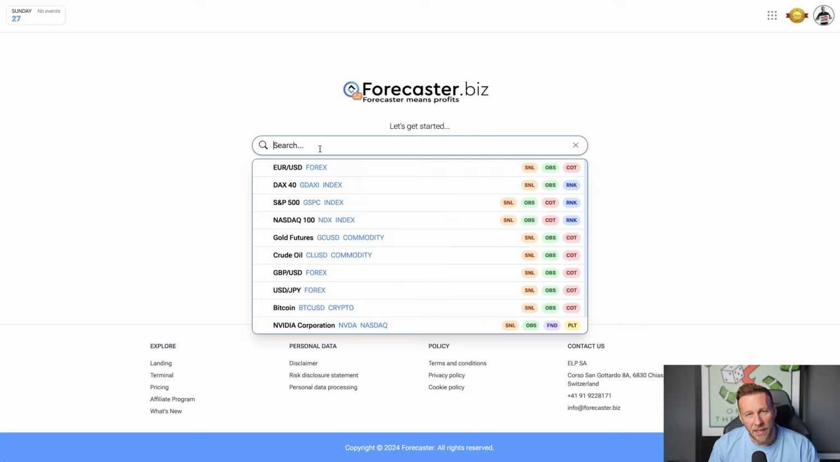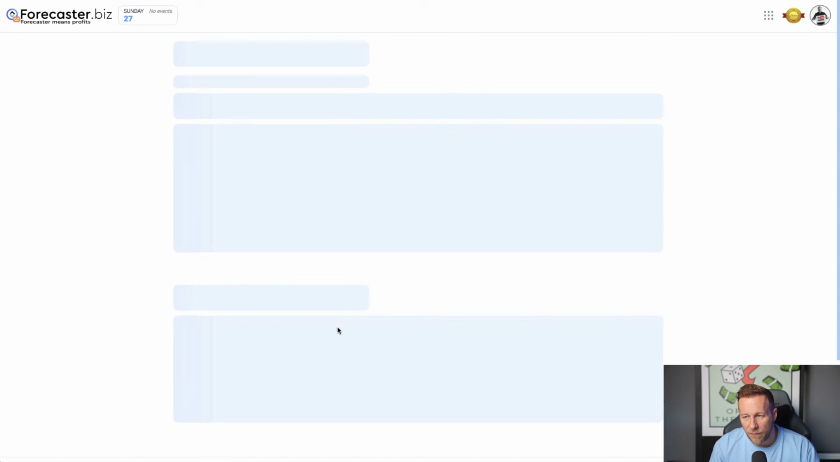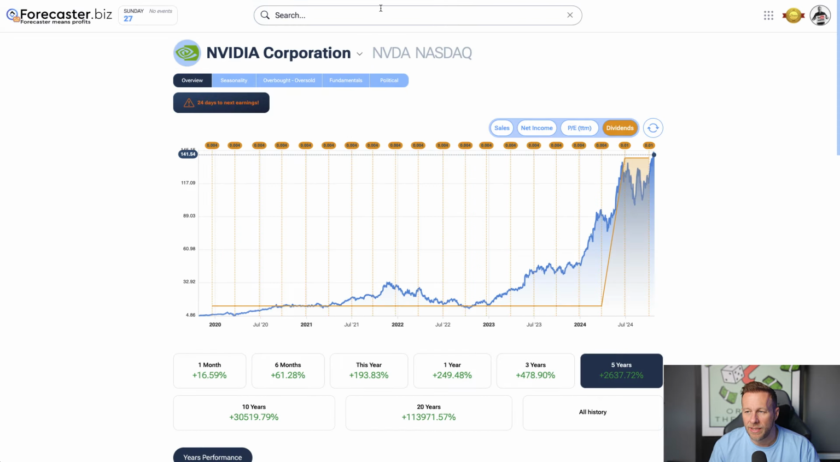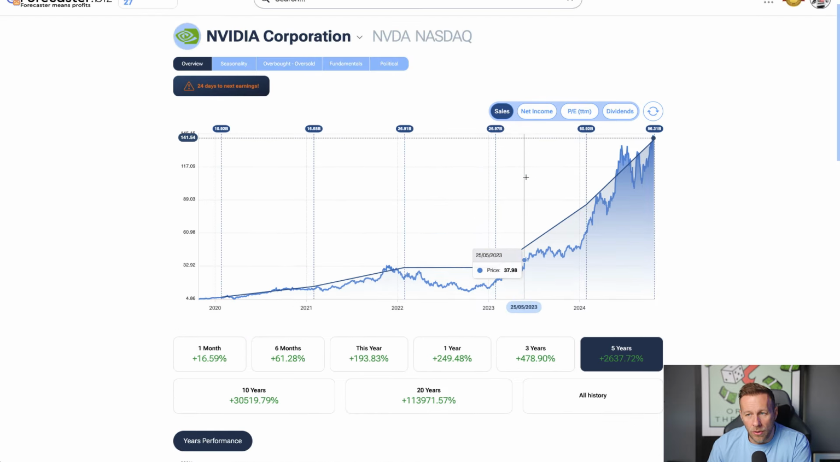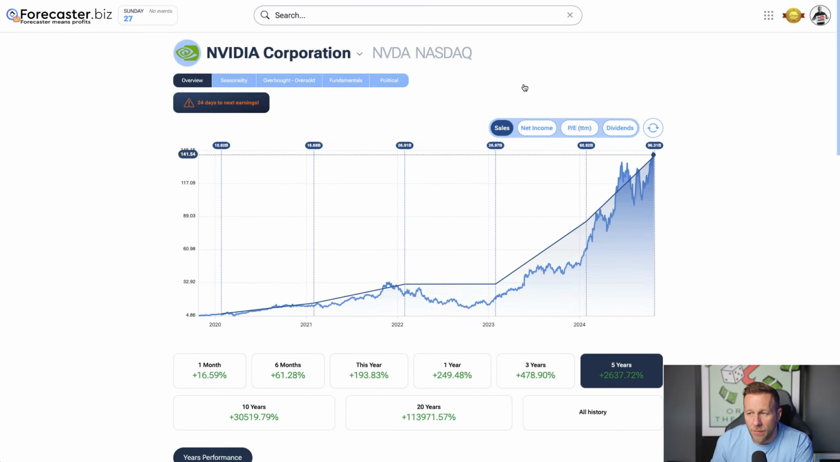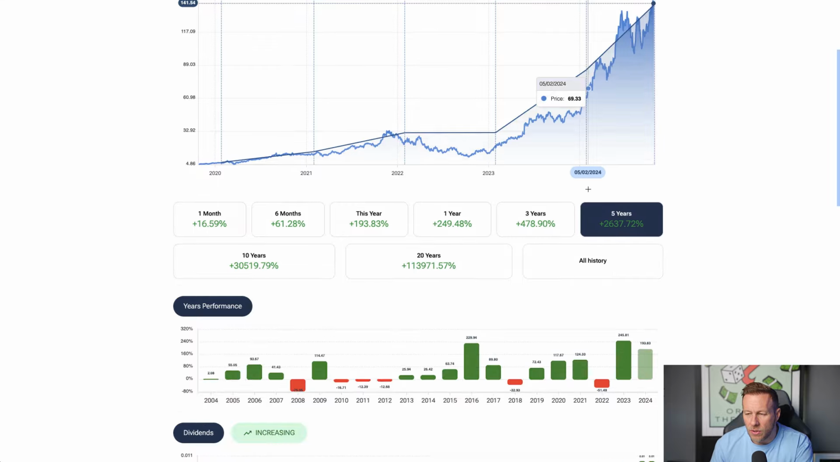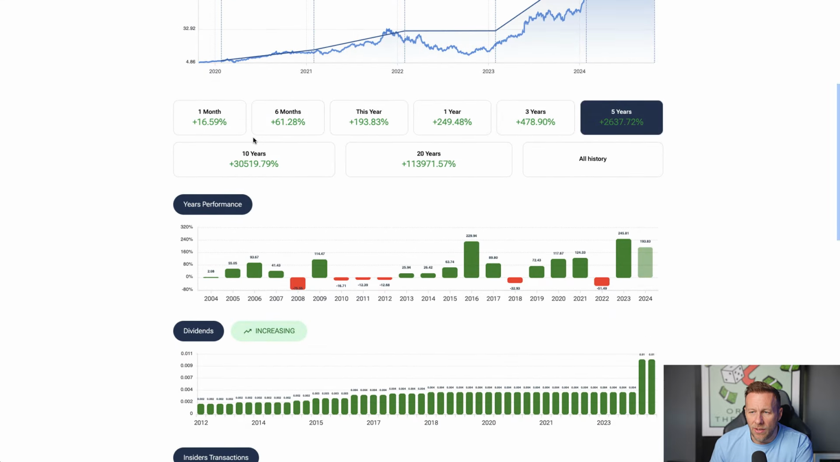Search bar, very familiar, like Google, right? So we can search for any instrument that we like, any market that we like. Nvidia, for instance, I'm just going to click one that's already there. And it gives you, on the first page, on the overview page, what you're going to see is this chart up here, which gives you the sales and net income, price to equity, dividends, and I'll talk about that in a second. As you scroll down, you'll see the year's performance divided up by year.